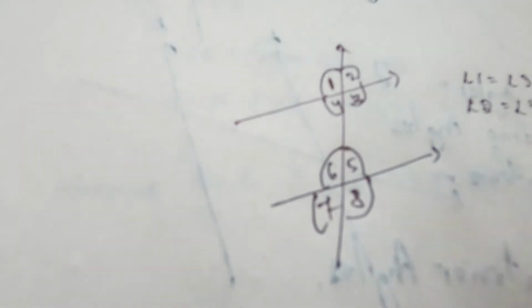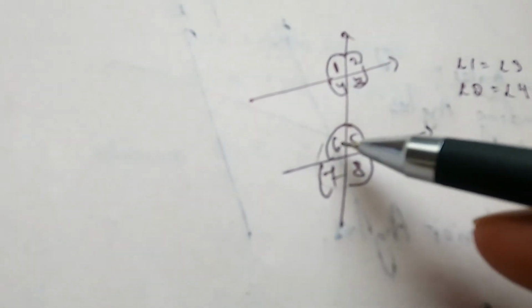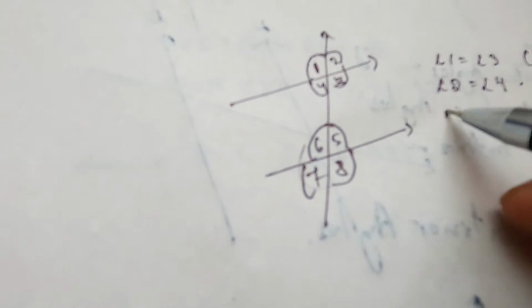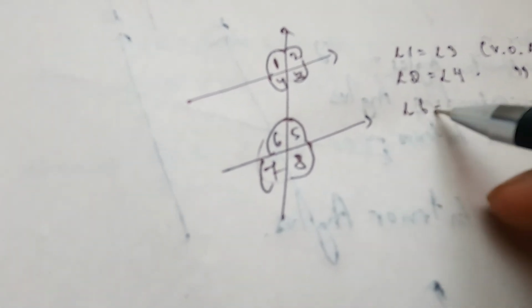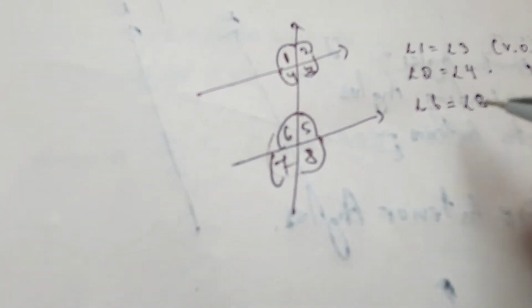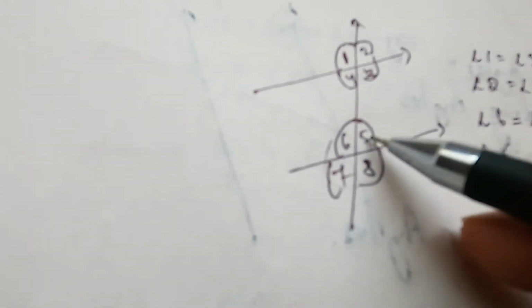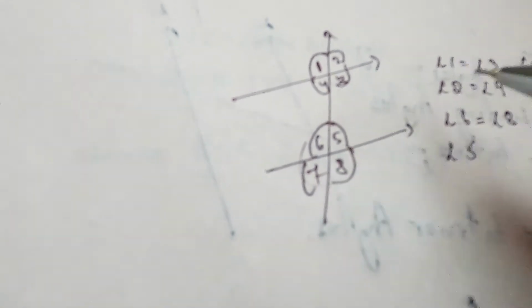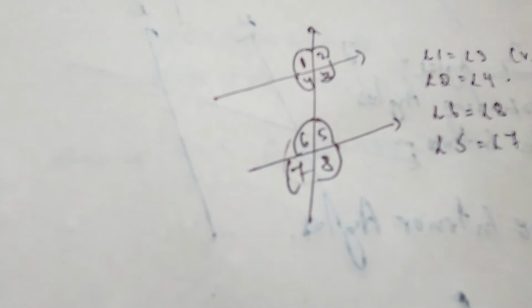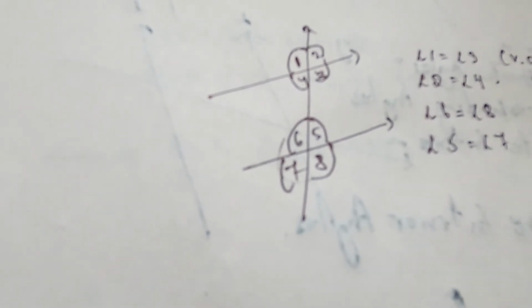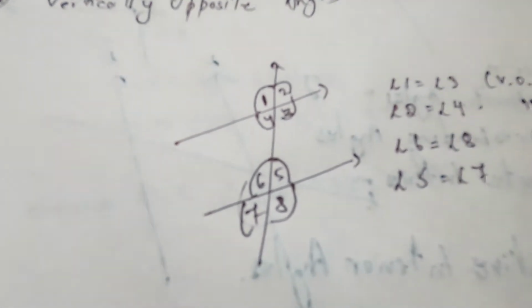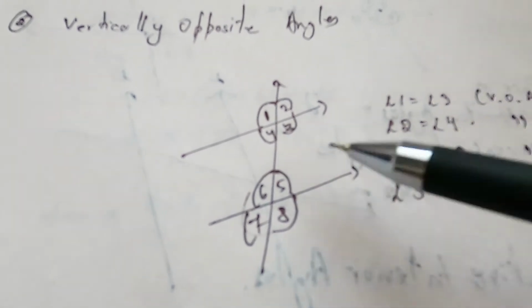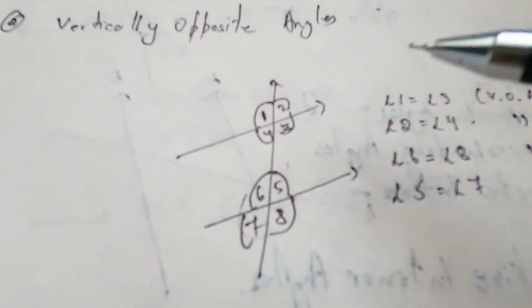Also in the second case, 6 is vertically opposite to 8, and angle 5 is vertically opposite to 7. So these are the 4 vertically opposite angles in a transversal line.